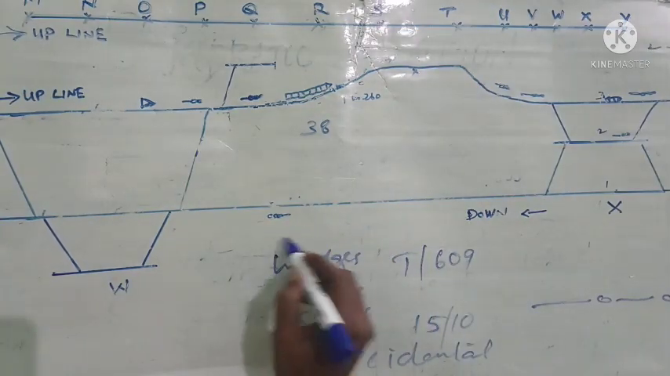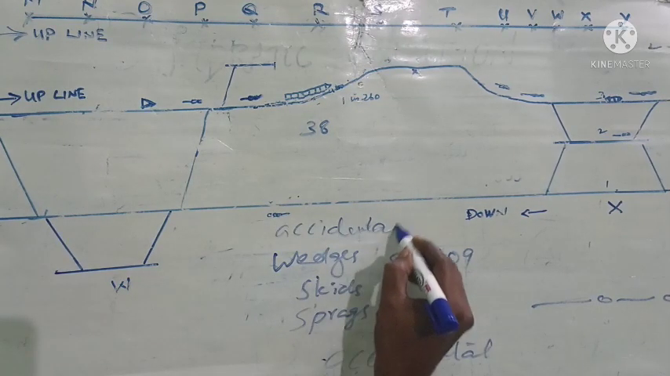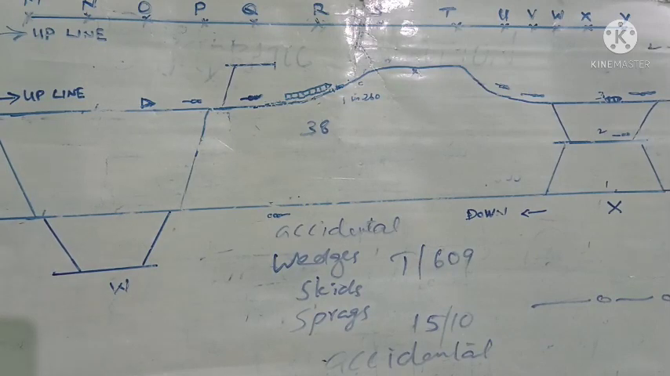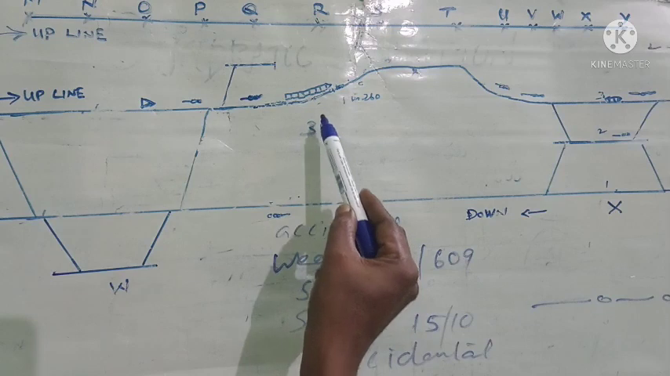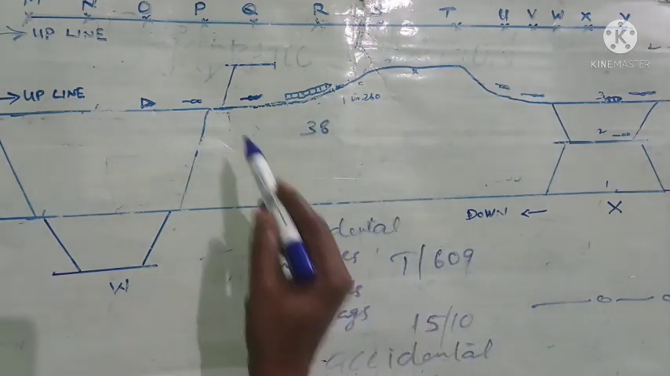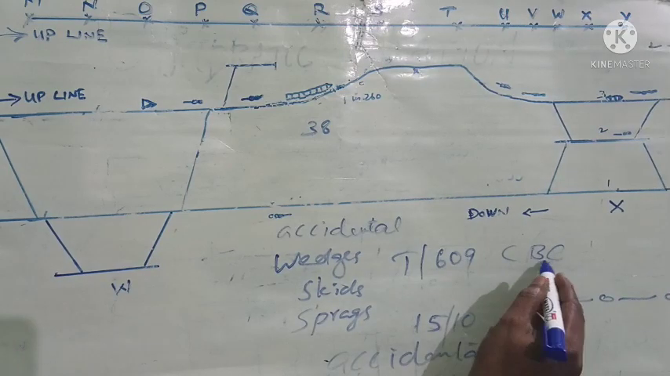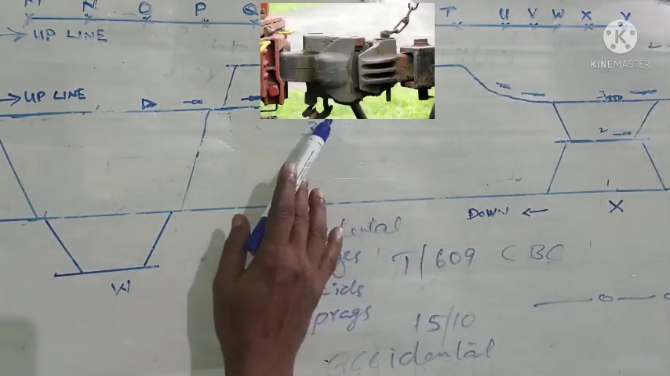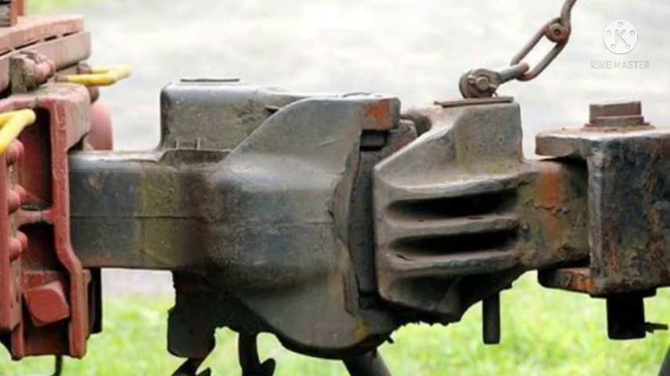Then there is the accidental parting. In accidental parting, what happens is, because of some coupling problem of this CBC coupling, normally the goods trains will be having CBC coupling, central buffer coupling. This is the central buffer coupling. When this coupling is broken or got detached because of some jerk while applying the sudden brake, there is a chance of this coupling getting detached.